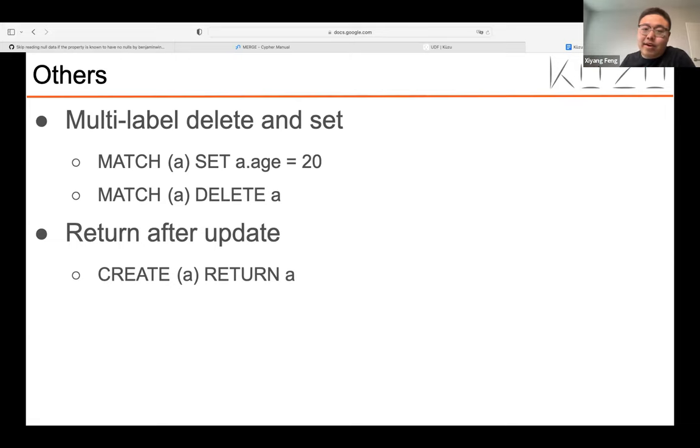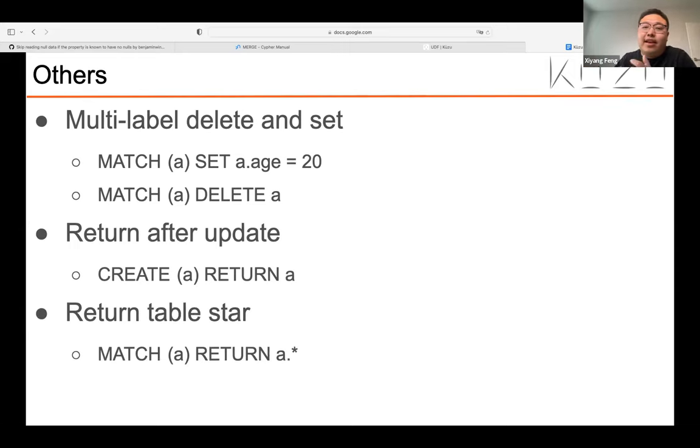And we start allowing a RETURN after update. So now you can immediately query the node that has just been created. And finally, we add a syntactic sugar to return all columns of a node or rel through this star expression. So you don't have to explicitly write all the properties anymore if there are many properties for a node or rel. It could be cumbersome to write.